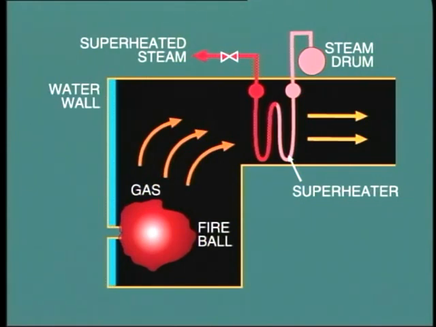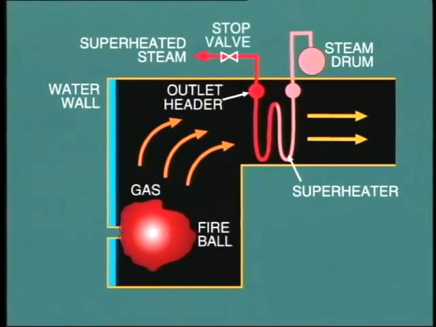Here, heat is transferred by conduction to the steam, which is flowing inside the tubes. The temperature of the steam rises, and the temperature of the gas falls. Steam is collected from the superheater outlet header and fed to the boiler main steam line through a stop valve.